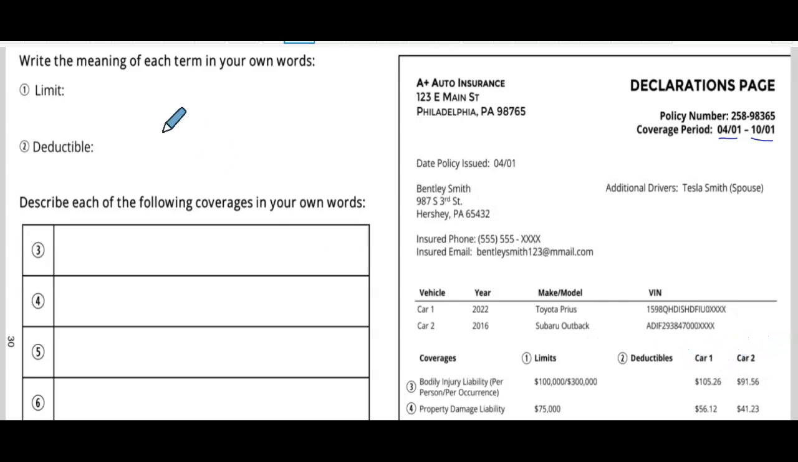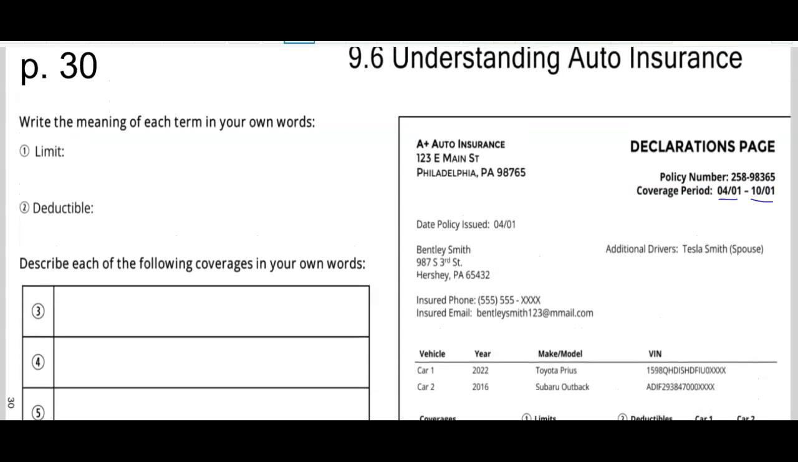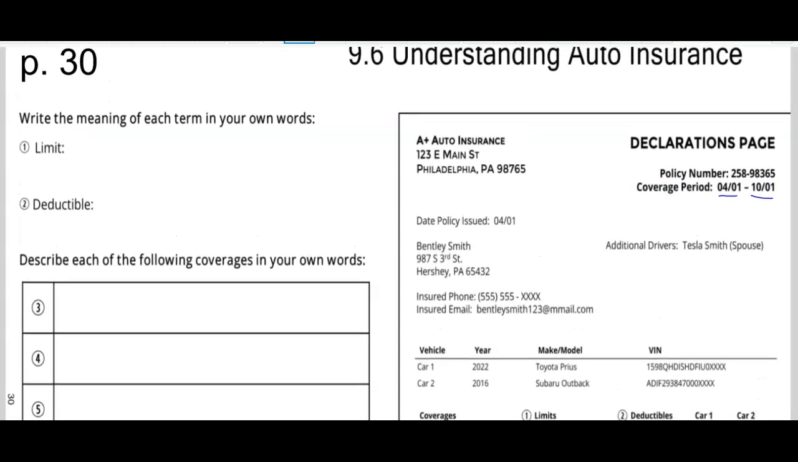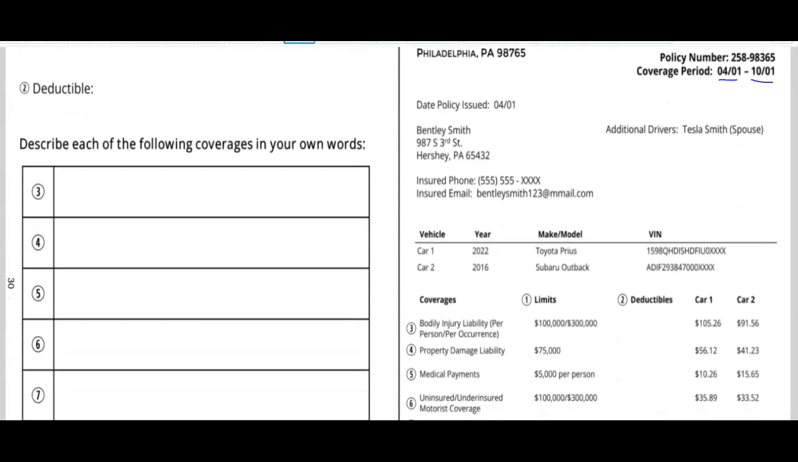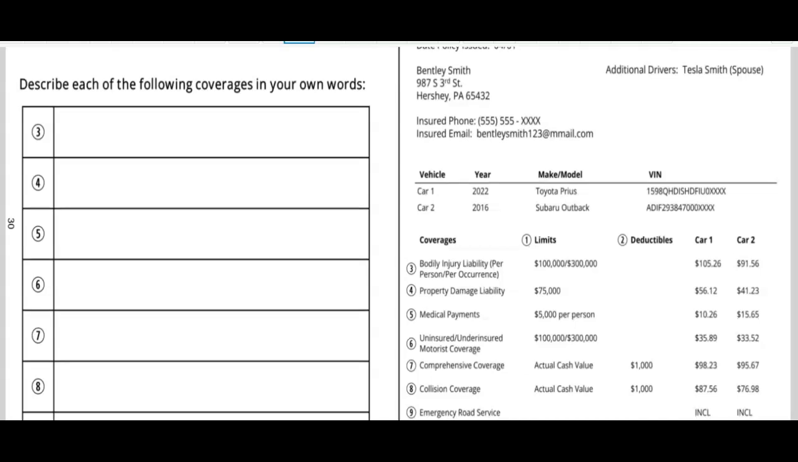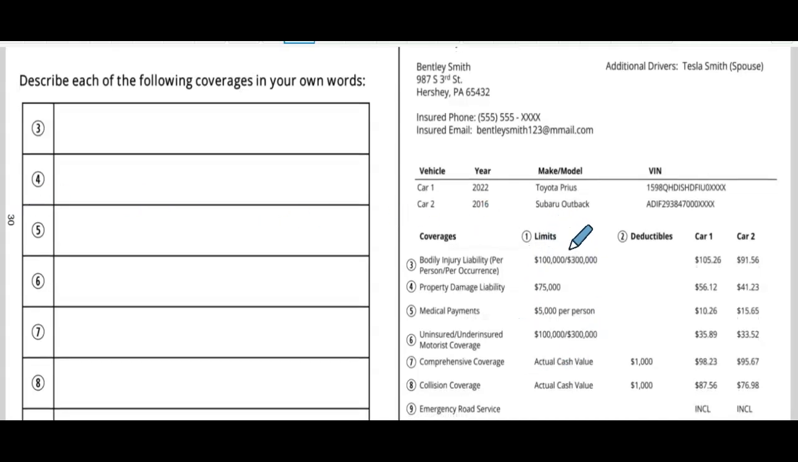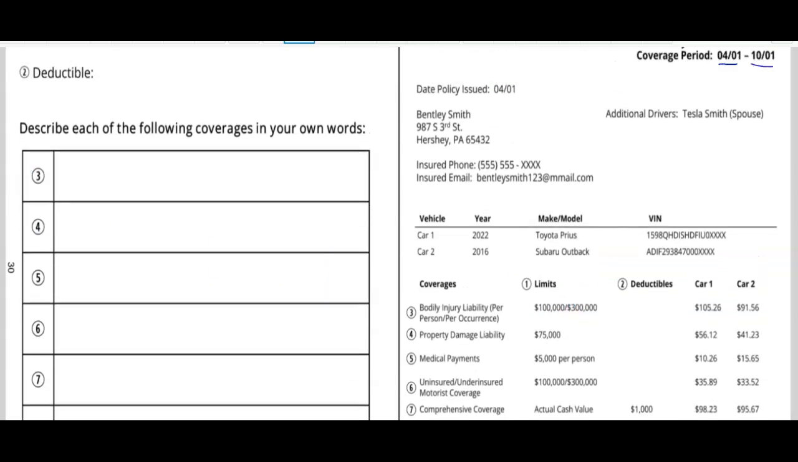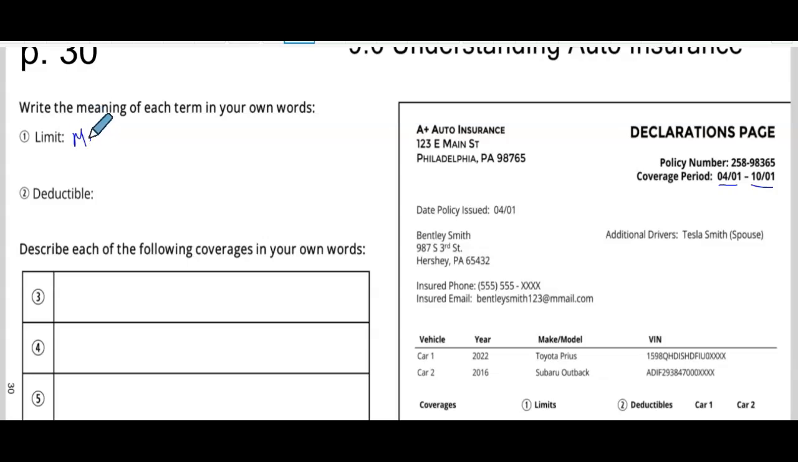All right, so what we need to do is go through each of these numbered sections and write down what each of these things mean. So we talk about limit, and we're going to find this number 1 on this declarations page. This whole column is the limits. This is the maximum amount that they're going to pay you for a certain event. So a limit is the maximum amount the insurance will pay for a certain event.